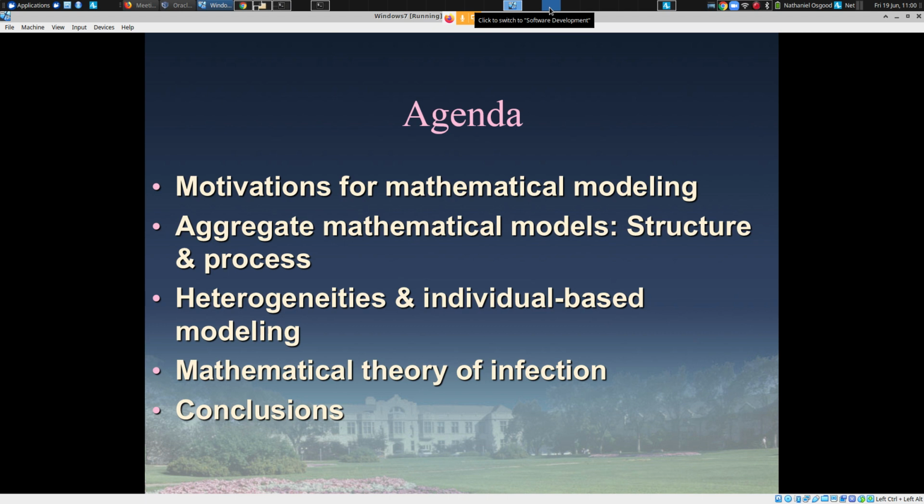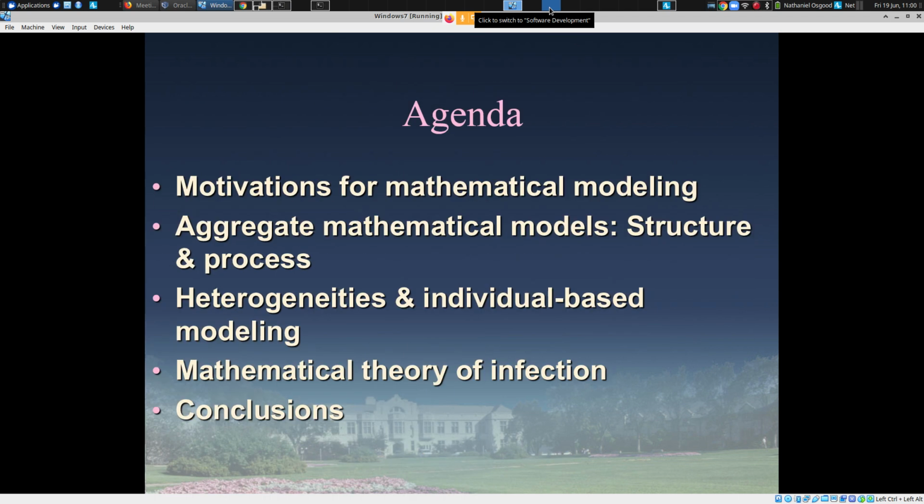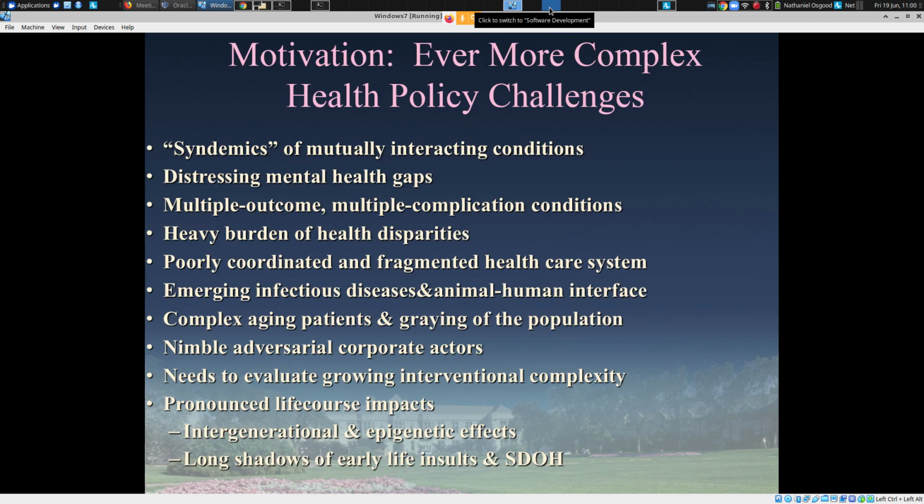We're going to be going through some motivations for mathematical modeling, mathematical and computational modeling. We're going to be discussing a couple types of mathematical models, and we're going to be taking a look at, as time allows, building a mathematical computational model, which is just what you've seen. Okay, so the motivation for this work, for me and for many practitioners, lies in confronting ever more complex health policy challenges.